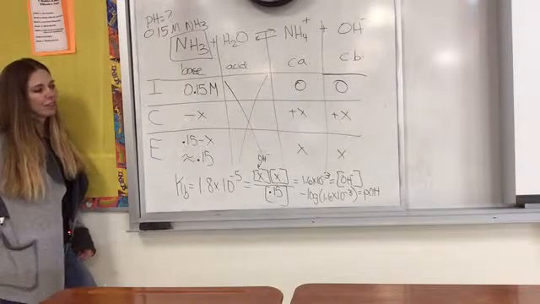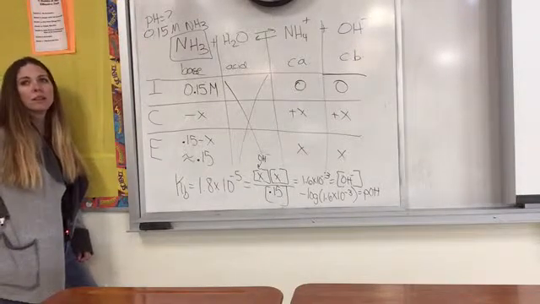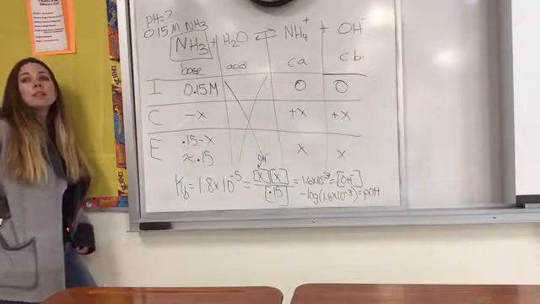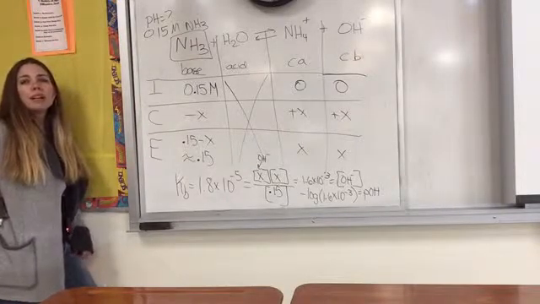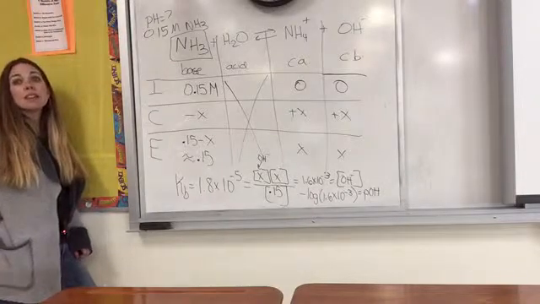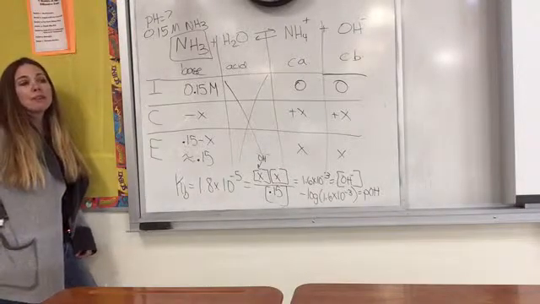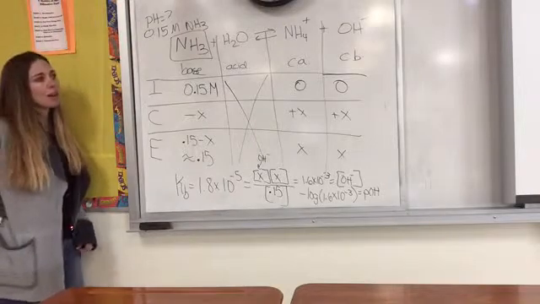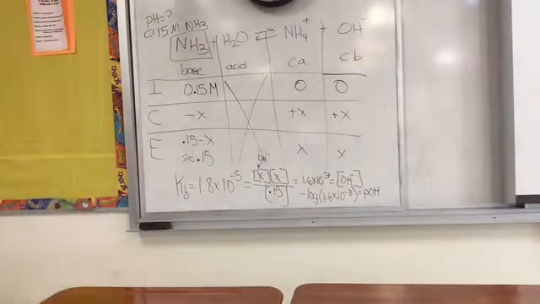Subtract that from 14. So what was your pOH? 2.78. Remember, we typically go to the hundredths for pH. So 2.78, which means your pH was 11.22. Okay, good. All right.